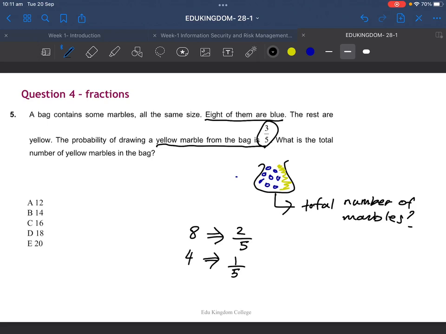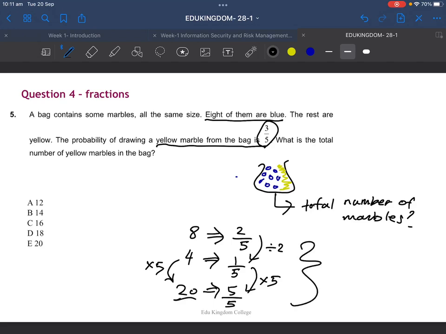And why did I do that? So I can multiply by 5 on both sides to get the total number of marbles. Because 5 out of 5, guys, always refers to one whole, or 100% of the marbles, or all of the marbles. And now that we found all of the marbles, which is 20, we can just do 20 times 3 over 5, because that's how many yellow marbles there should be, which is 12. And that is our answer. A.